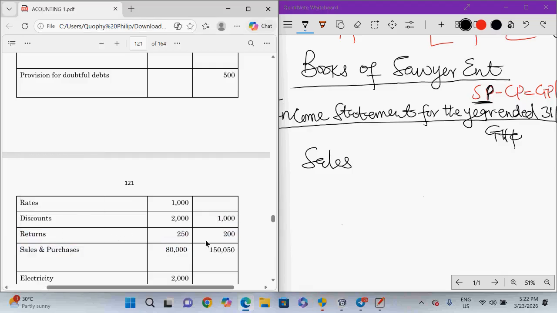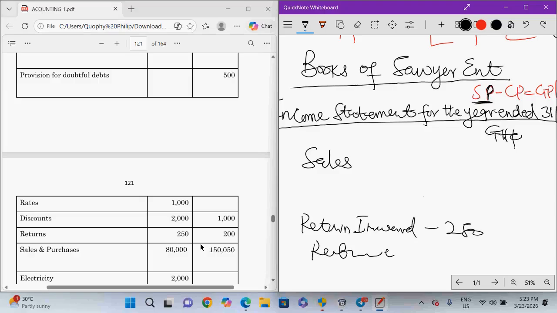The returns we have, they didn't state whether it is return inwards or return outwards, but they've given us two separate figures, one at the debit side and the other at the credit side. Which of them do you think is the return inwards and why? What is the balance of each of them? Return inward is the 250. Why? Because return inward account has debit balances. Return inwards is a cost, right? So it is having a debit balance.